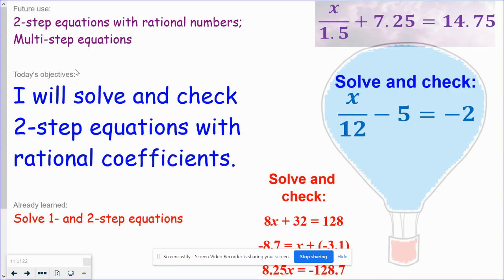Alrighty, seventh graders. So today is day 2 of solving and checking two-step equations with rational coefficients. Remember, your coefficients are numbers that are being multiplied with x, even if it is looking like division. This really is a 1/12.